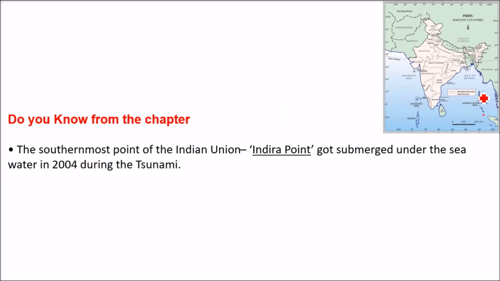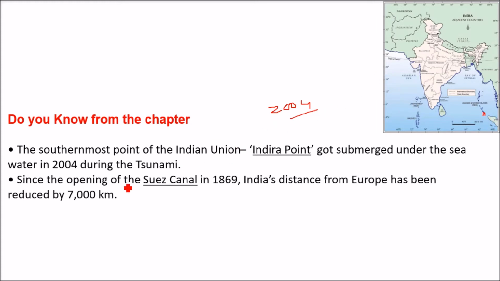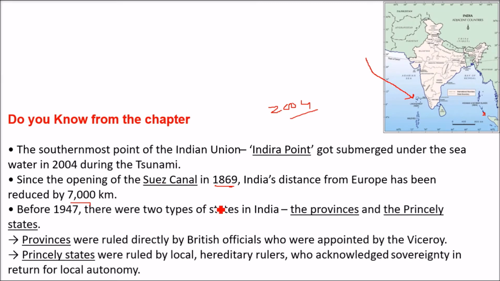One more thing is the last point here from Andaman Nicobar Island. This is the last point, and this point is known as Indira Point. But because of the 2004 tsunami, Indira Point has been submerged. We don't have Indira Point now. It has already been drowned. And since the opening of the Suez Canal, as I just discussed, in 1869, the Europeans don't have to travel all the way around Africa, they are traveling through the Suez Canal. The distance has been reduced by almost 7,000 kilometers.